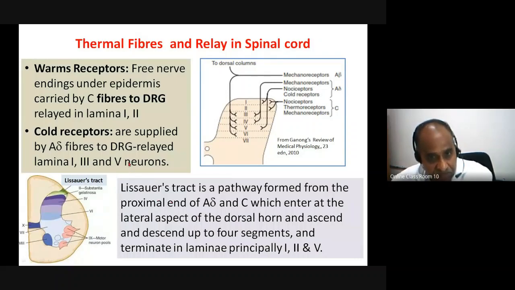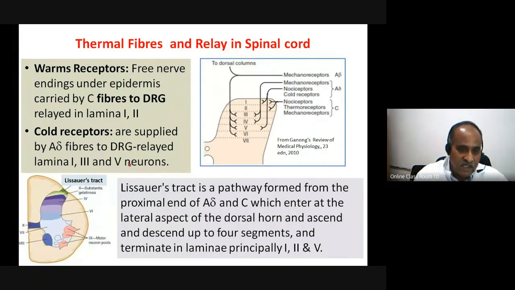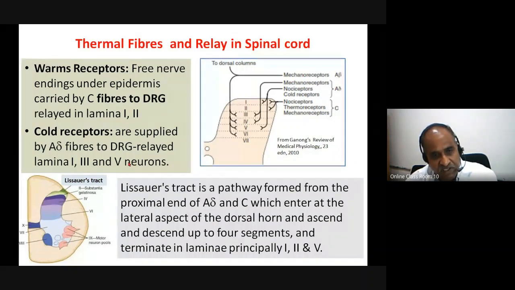It may be a very brief note, and this Lissauer's tract is formed here for the thermal sensations and also for the pain sensation. It is present because of 2 segments up, 2 segments down. Then they will make the synaptic contacts or relay.